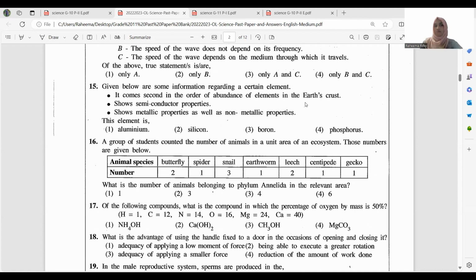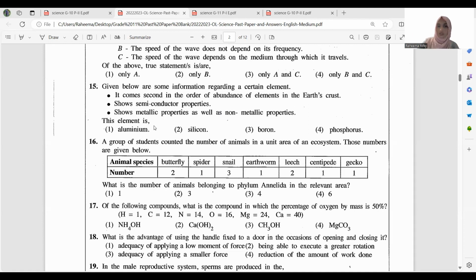Okay, they are giving some information. If I ask what is the most abundant element in the earth's crust, I hope you know it's oxygen, but they are not asking about the first. They are talking about the second. So I will tell you the answer. The second most abundant element is silicon. We come across this silicon when we are talking about the metalloids. It shows semiconductor properties. Under the electronics lesson, we talk about this silicon. And it has metallic properties as well as non-metallic properties. So it is in between. That's why we call them metalloids.